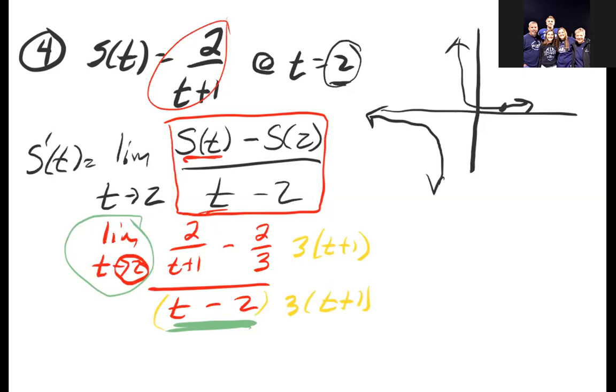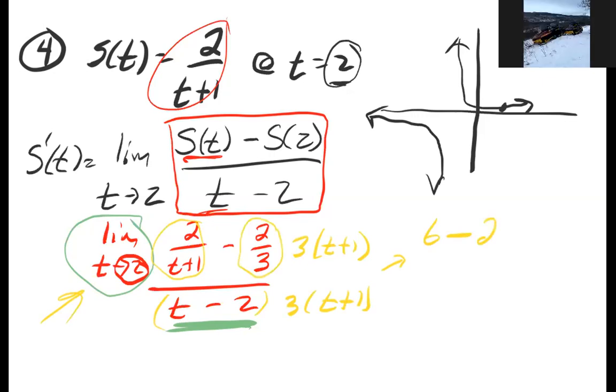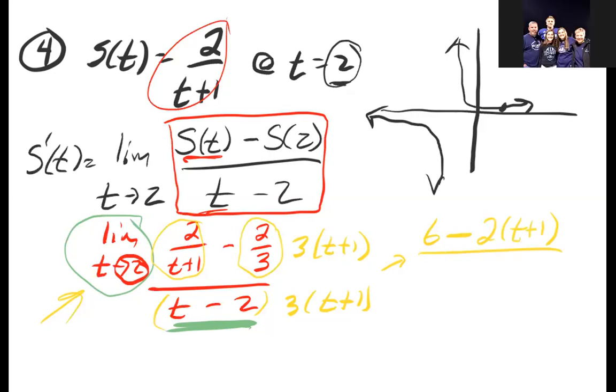So if I do that, I'm not forgetting it's a limit, I'm just not going to copy that down every time. If I multiply the yellow times this red, I would get 6. And if I multiply the yellow times this red, I would get 2 times t plus 1. And then on the bottom, I'm just going to write it out like this: 3 times t minus 2 times t plus 1. Okay. So we're there.